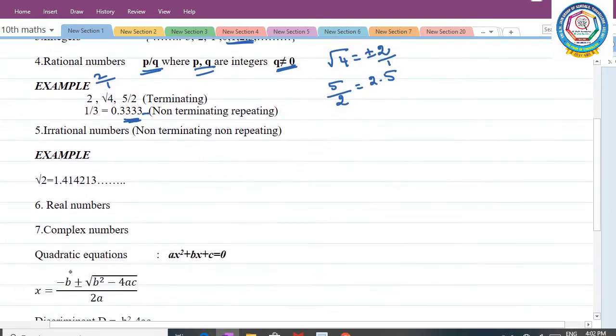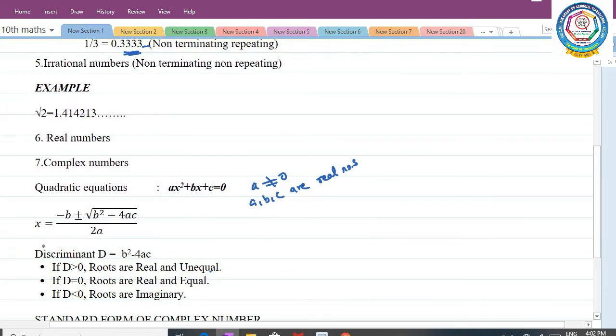Next one, quadratic equation. What is the general form of a quadratic equation? ax square plus bx plus c equal to 0, where a is not equal to 0 and a, b, c are real numbers. You know this one. From this quadratic equation, how can you find the roots of the equation? By using the quadratic formula: x is equal to minus b plus or minus square root of b square minus 4ac, divided by 2a. Here b square minus 4ac is called the discriminant.